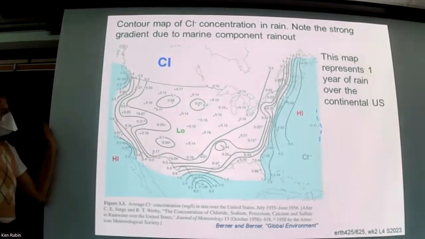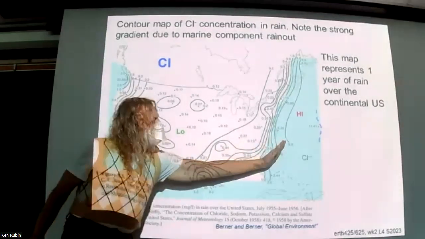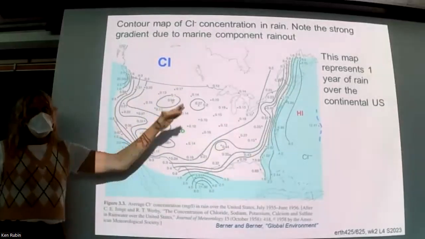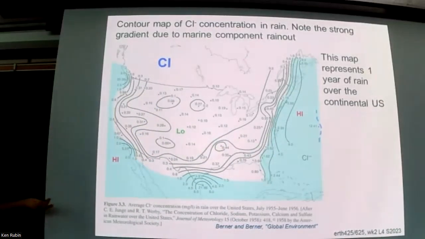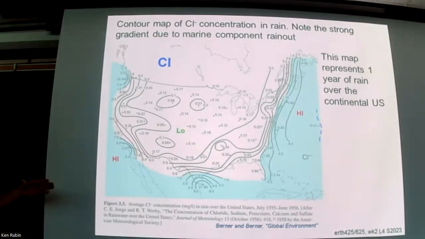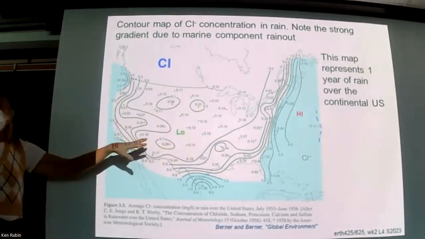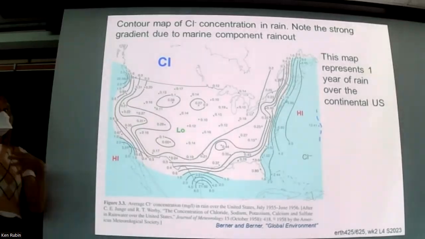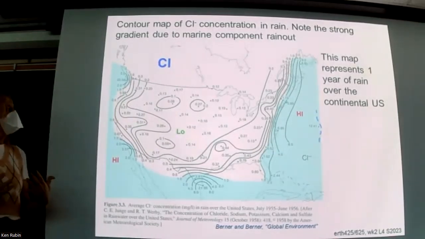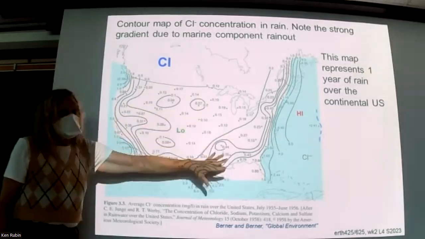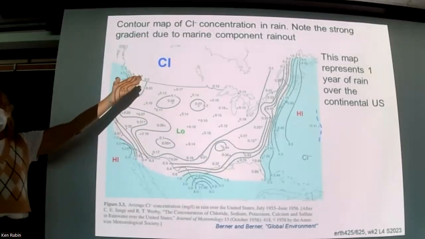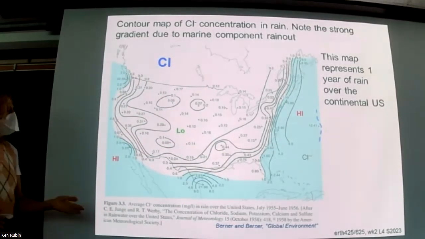But the important thing to see is there's a strong gradient this way, strong gradient this way, and a strong gradient this way, the three directions that storms come from. Then once you get to the center of the country, this stuff is all pretty much the same. There's a little bit of variation, but not a whole lot, because there isn't a lot of sodium chloride source in the center of the country that can bump the chlorine back up. And that's pretty much where the chlorine comes from.